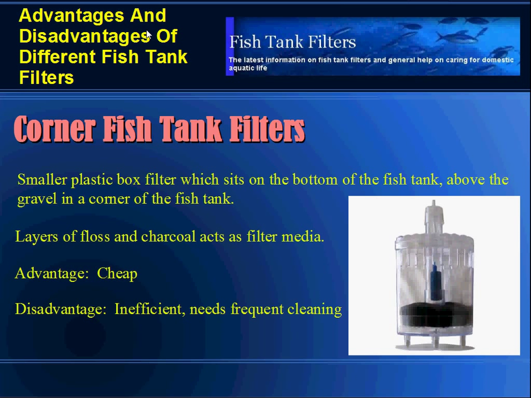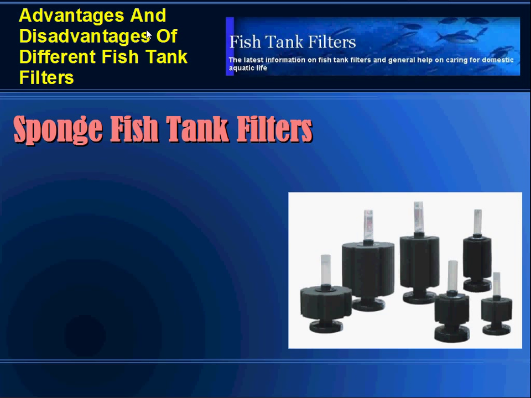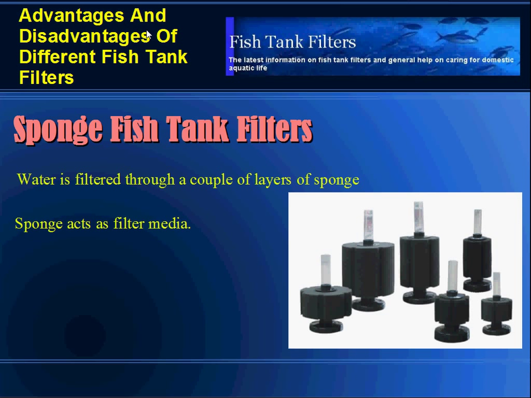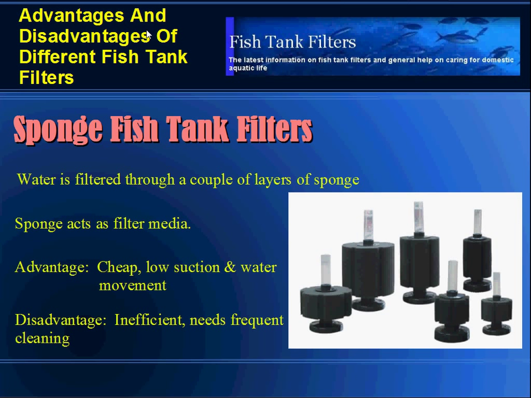Sponge fish tank filters. Water is filtered through a couple of layers of sponge. While it is slightly better than a corner filter and just as cheap, it too is not very efficient and needs frequent cleaning. The advantage is that it does not stir the water too hard and is ideal for fry tanks and quarantine tanks.